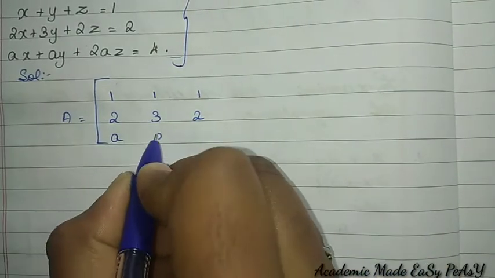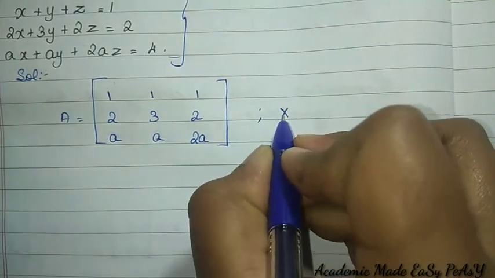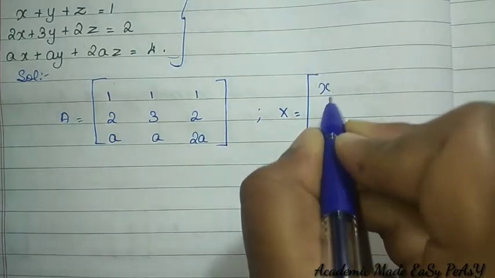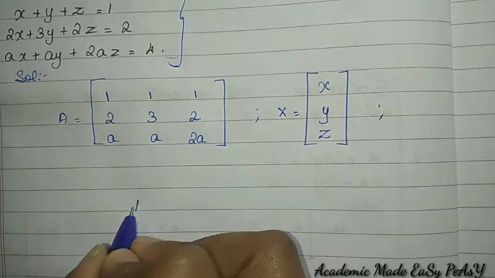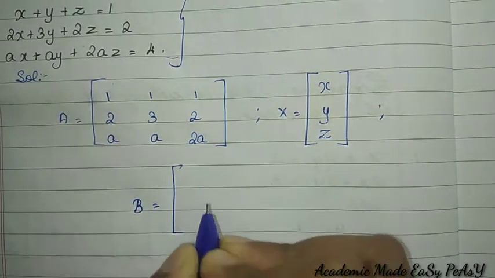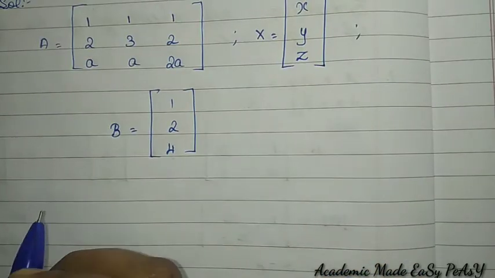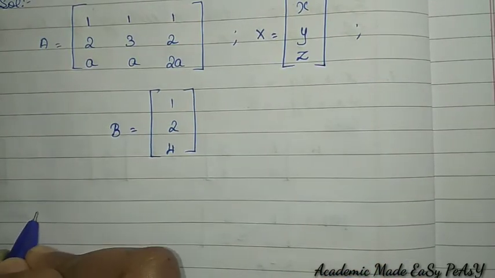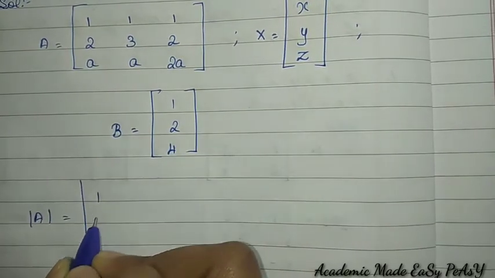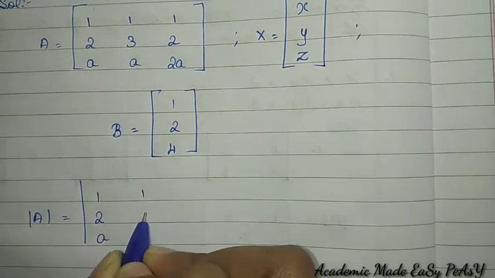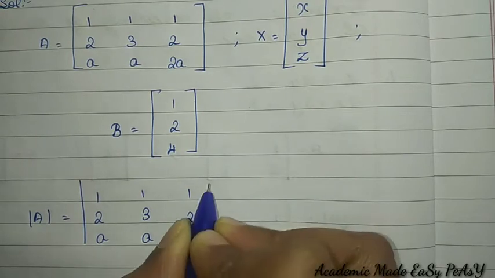So, matrix A. Now I will be taking X, which will have x, y, and z. Next we will be taking B. B will have 1, 2, and 4. Now to check the consistency, we will be just taking the determinant A first. So determinant A is equal to the 3 by 3 determinant with the entries as given.